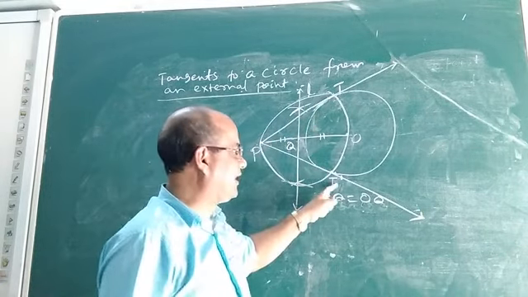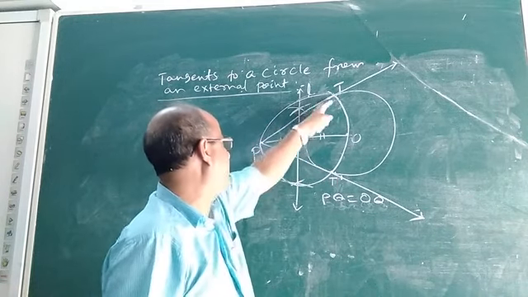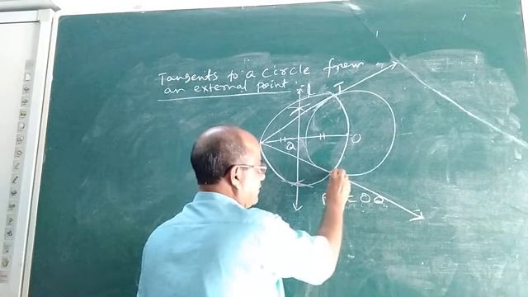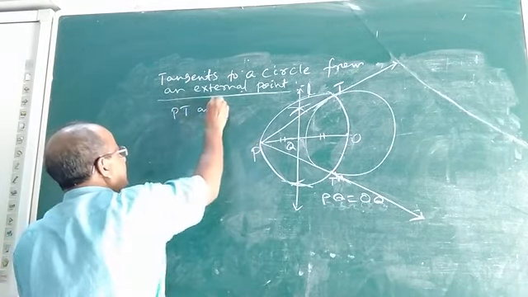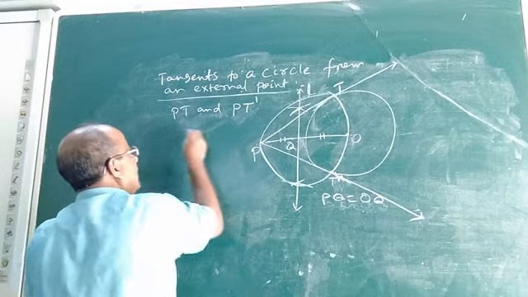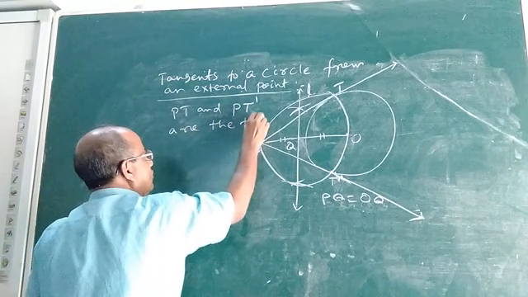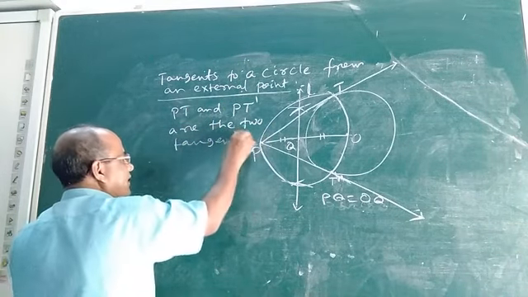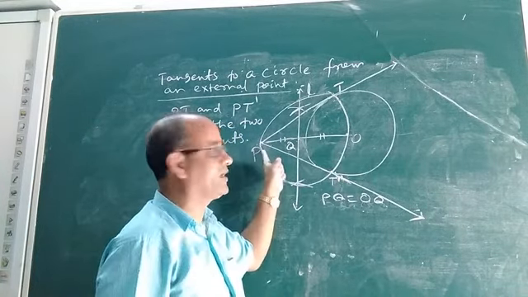After getting the two distinct points T and T dash, join PT and PT dash. So PT and PT dash are the two tangents. These are the two required tangents drawn to the circle whose center is O from the external point P.